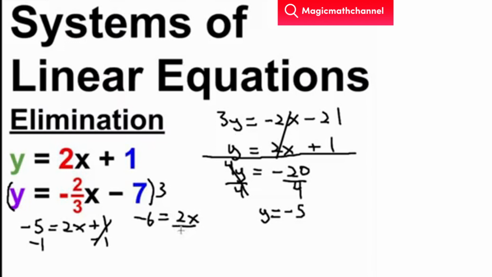And last but not least, divide by 2. Divide by 2, and I've got x equals negative 3. So again, you can see whether we graph, whether we substitute, whether we eliminate, we get the same answer every time, which is a coordinate pair of negative 3 comma negative 5. Next, we're going to talk about inequalities.